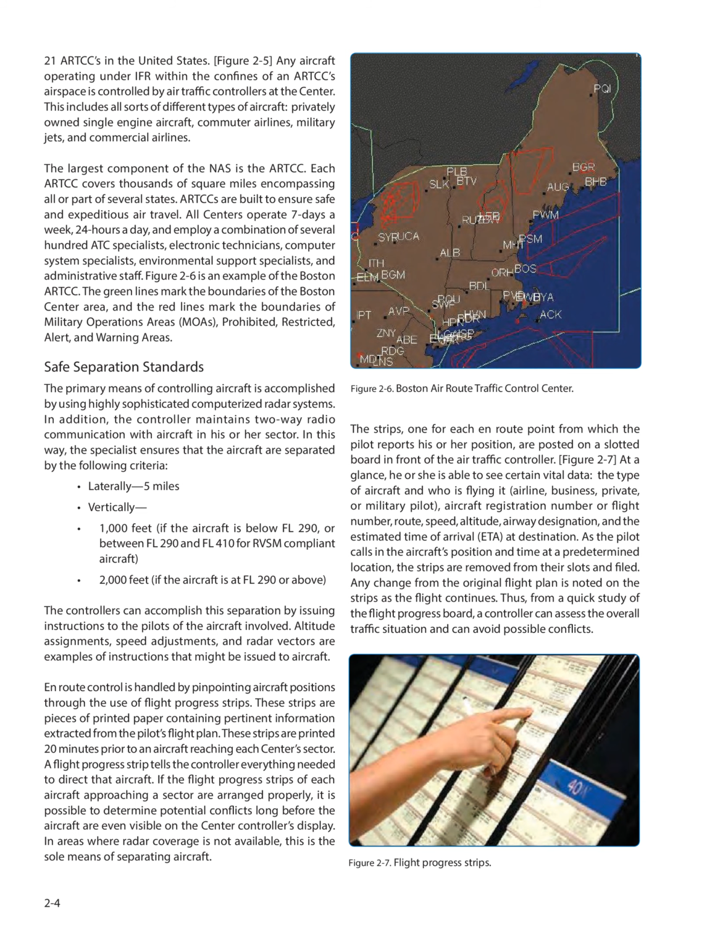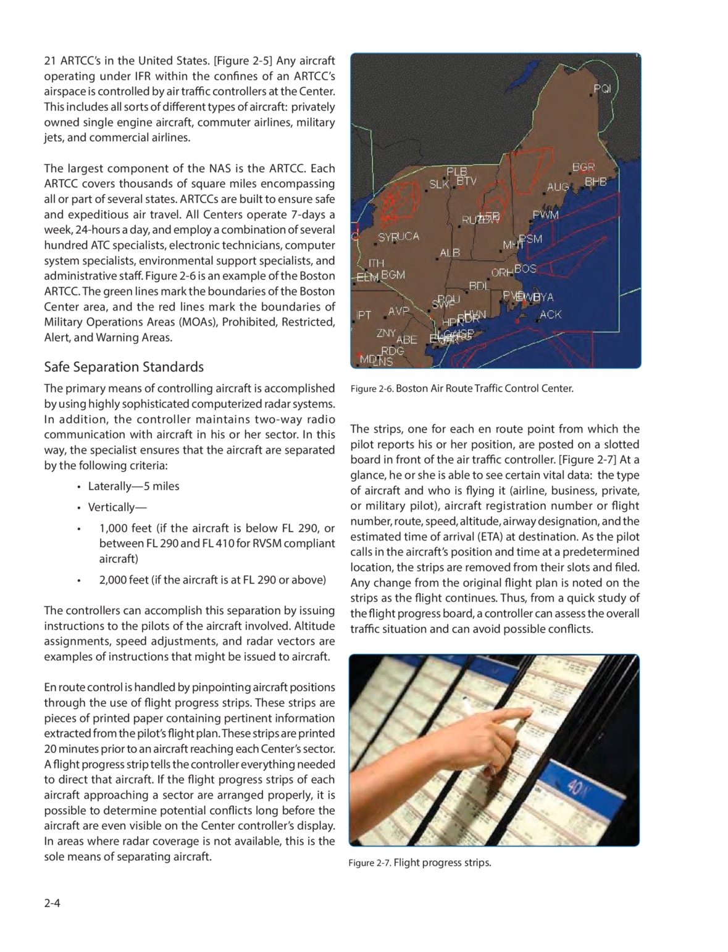En route control is handled by pinpointing aircraft positions through the use of flight progress strips. These strips are pieces of printed paper containing pertinent information extracted from the pilot's flight plan. These strips are printed 20 minutes prior to an aircraft reaching each center sector. A flight progress strip tells the controller everything needed to direct that aircraft.